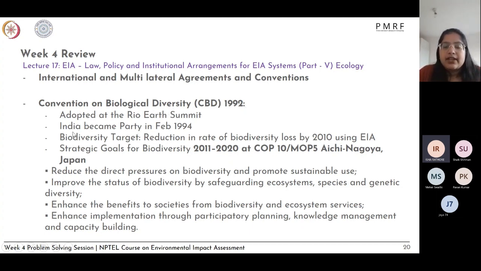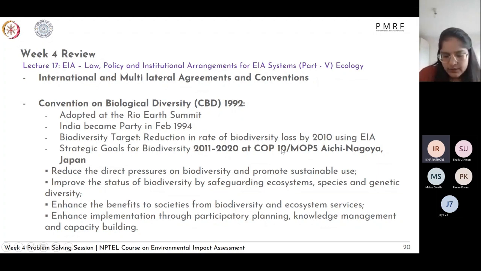Whether India is a part of these conventions, or if they signed these things, is important, and what year. So India joined this in February of 1994, and then they had a biodiversity target which they set up in 2002, which was to reduce the rate of biodiversity loss by 2010 using EIA tools. And then they again met up in 2010, which was the COP 2010.